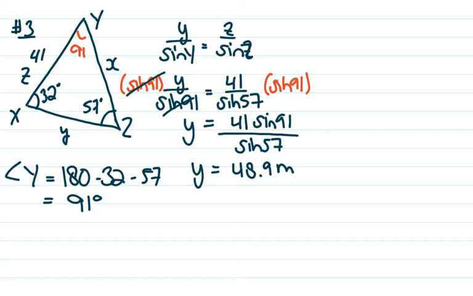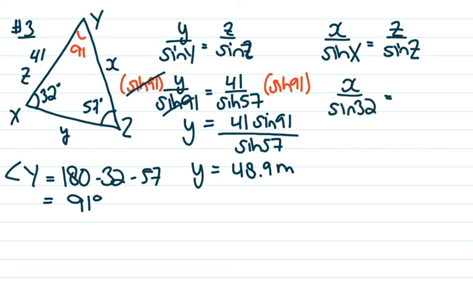Okay, now we just need to find X. We'll use sine law again. X over sine X equals Z over sine Z. We could use the ratio of Y over sine Y as well, because we have that whole one, but we'll use Z in this case. So we don't know X. Sine X is sine 32. Z is 41, and sine Z is sine 57. We need to solve for X, so we'll multiply both sides by sine 32.